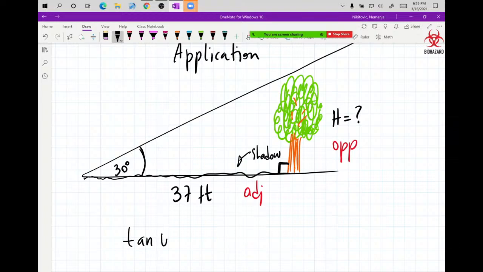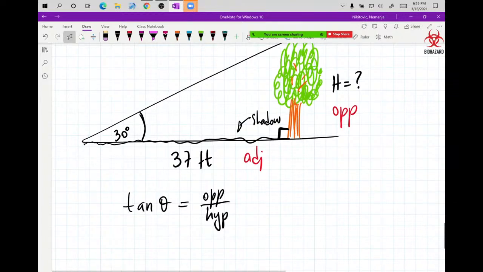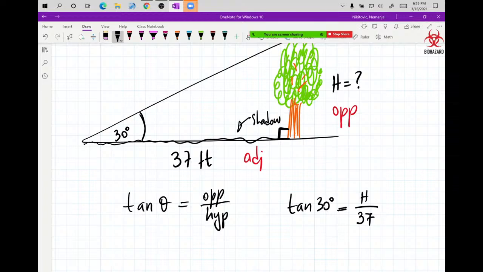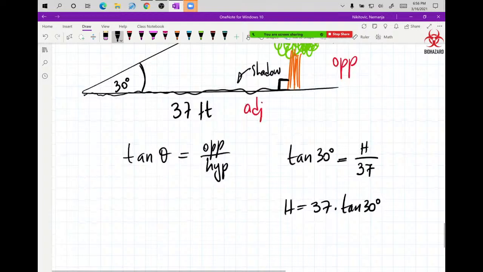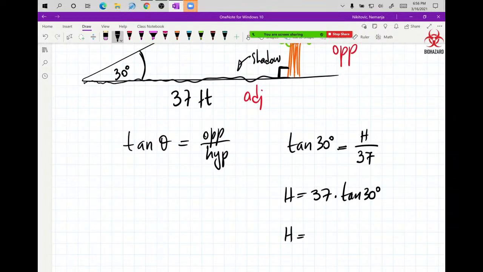So tangent theta is opposite over adjacent. Let's plug everything in. Tangent of 30 degrees is equal to opposite, which is unknown, over 37. So the height is equal to 37 times tangent 30 degrees. Now, how much was tangent 30 degrees? Square root of 3 over 3.